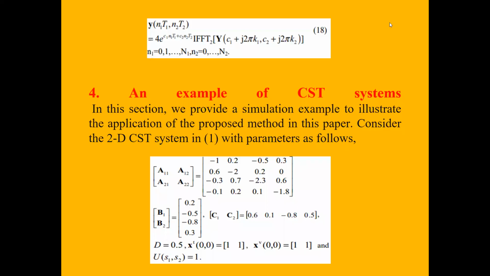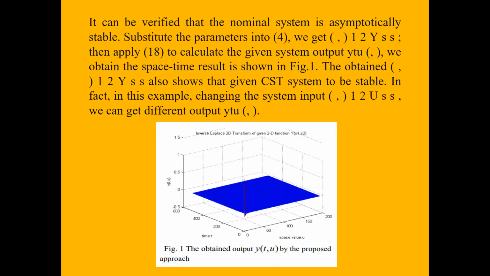Let us take an example of CST systems. In this section, we provide a simulation example to illustrate the application of the proposed method in this paper. Let's consider the 2D CST system with the parameters as follows. Here we can see in the picture. We have a 4 by 4 matrix and a 2 by 2 matrix, and another 2 by 2 matrix. It can be verified that the nominal system is asymptotically stable.